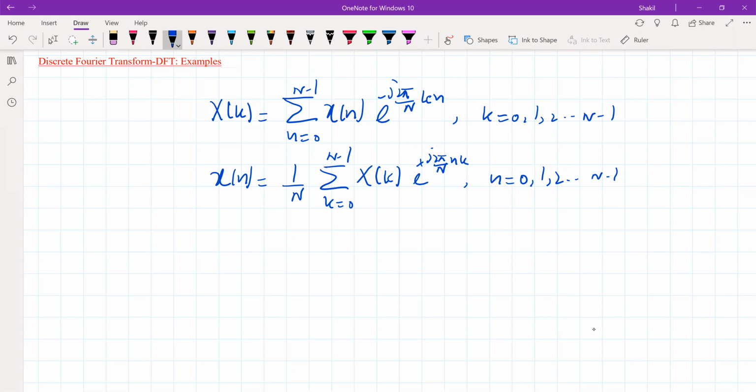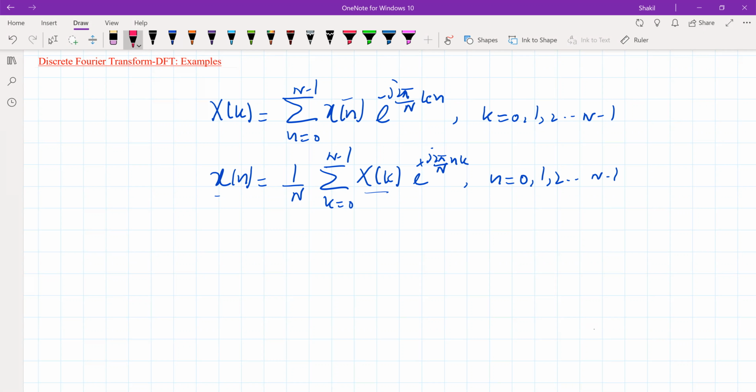Now see, this expression says x of n is given and we can compute x of k, where k is 0, 1, 2, 3 up to N. This expression says x of k is given, then we compute x of n. Now whether I say x of n or x of k, I'm talking about the same information or same quantity. Remember that one is the time domain description, another is the frequency domain description.